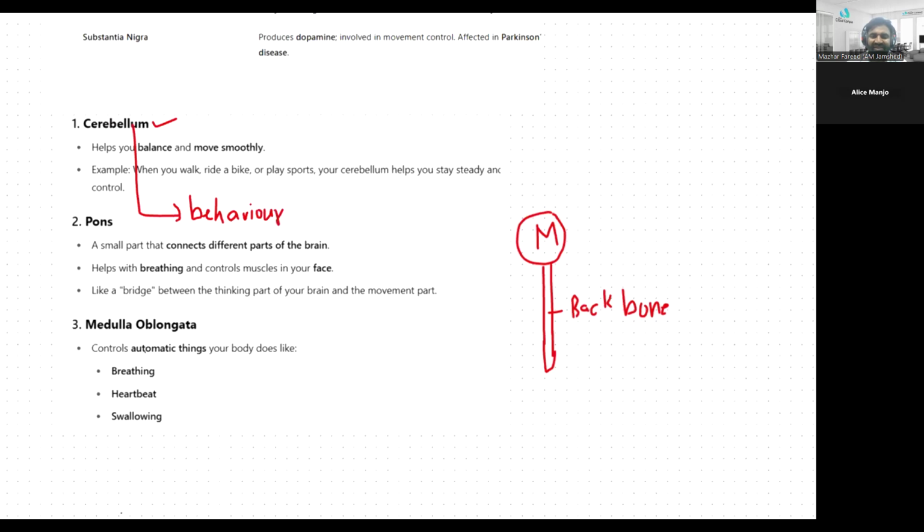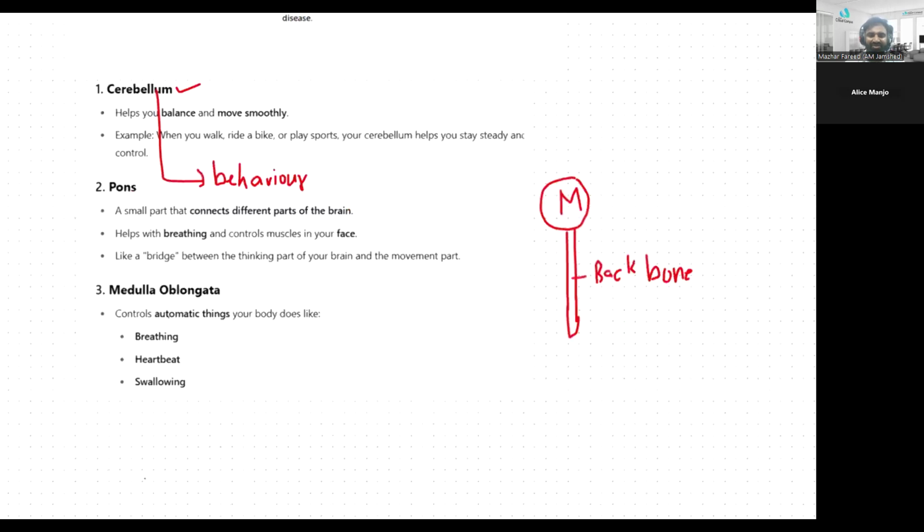The second is the pons. The pons is connected with different parts of the brain. It controls breathing and sleeping, and it also controls muscle movement in your face. It acts like a bridge between the thinking part of your brain and the movement part. The last part of the hindbrain is the medulla oblongata. It controls automatic functions like breathing, heartbeat, and swallowing. So this was the lecture about the parts of the brain.